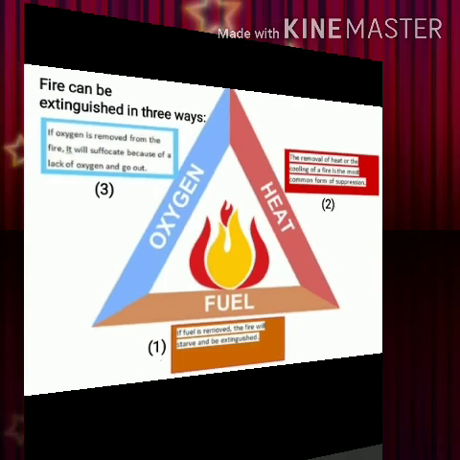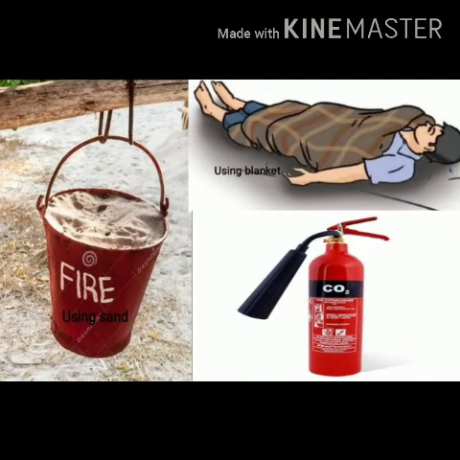burning substances. The air supply to a burning substance can be cut off in a number of ways, such as a small fire can be extinguished by throwing sand over it. For example, when sand is thrown over burning kerosene oil, the sand covers it like a blanket and it cuts off the air supply to the burning substance and thus the fire gets extinguished.